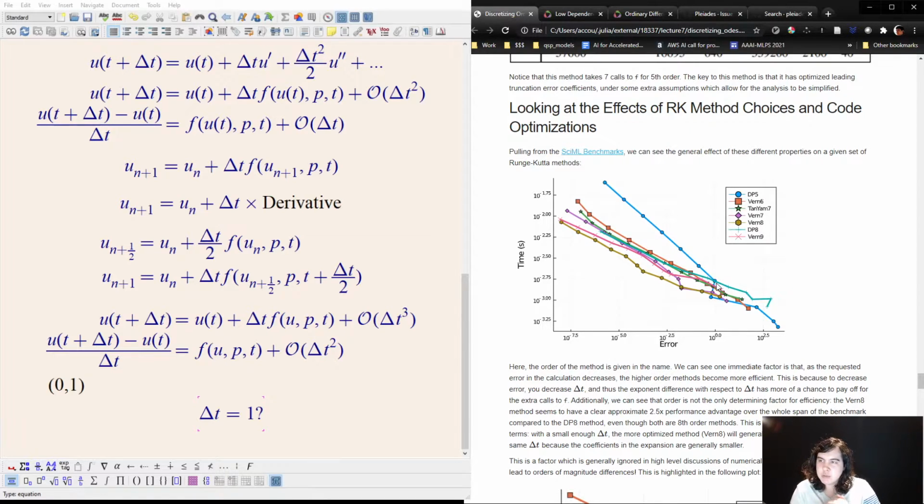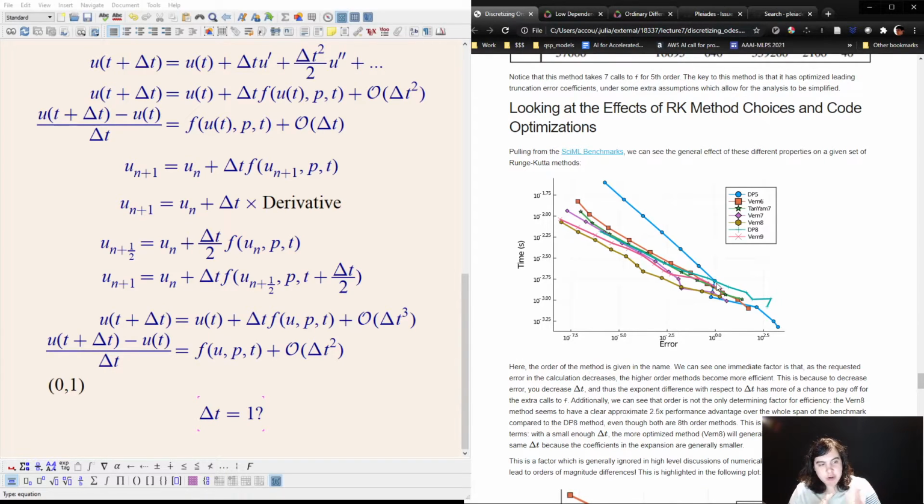And so the question is more, how long does it take to get this amount of error? How many f calls does it take to get to this amount of error? You want to decrease the amount of work it takes to get to a specific amount of error. And if you look at this equation, or this benchmark result from the SciML benchmarks, you'll notice that it's not too simple.